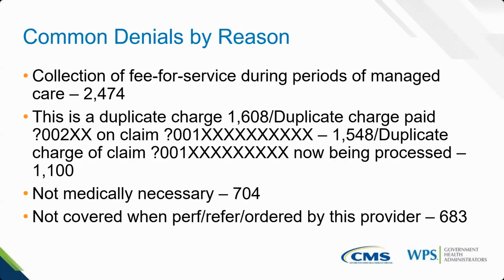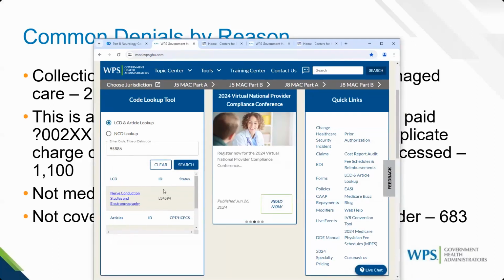We're going to look at the survey feedback to make certain, first of all, that the people that are telling us what they need, that we're looking at and listening to you. That's what the survey is all about. So if there's a particular policy, for example, this one is L34594. That's the ID for the nerve conduction studies and electromyography services. Let us know you want education on that policy.